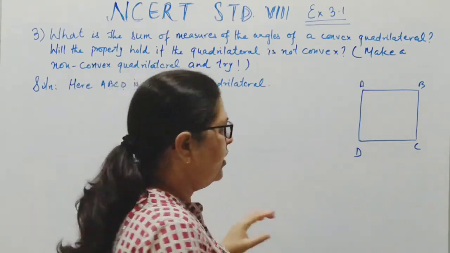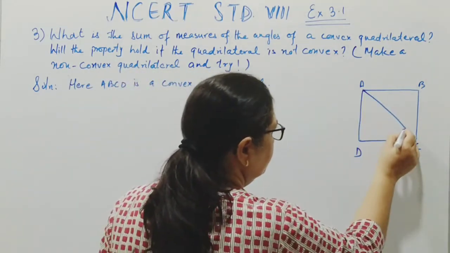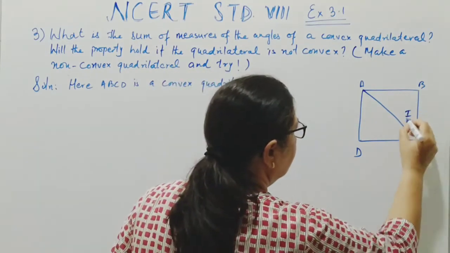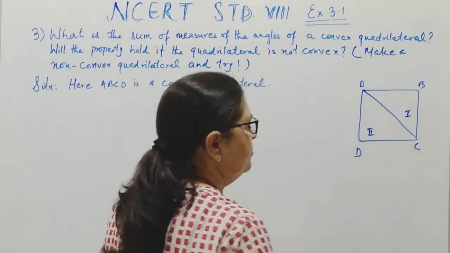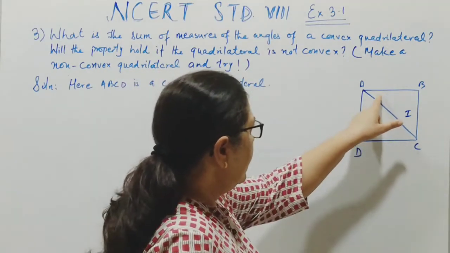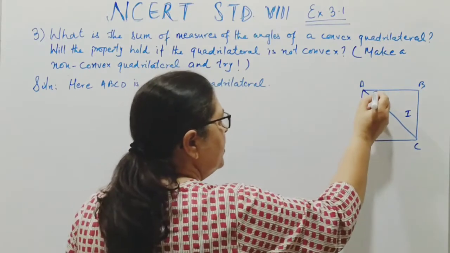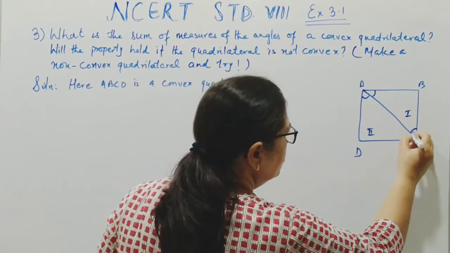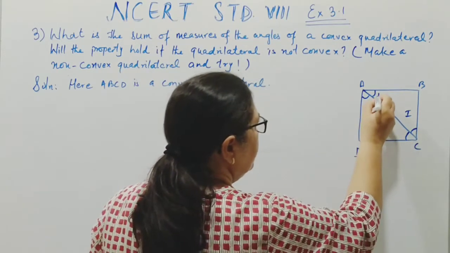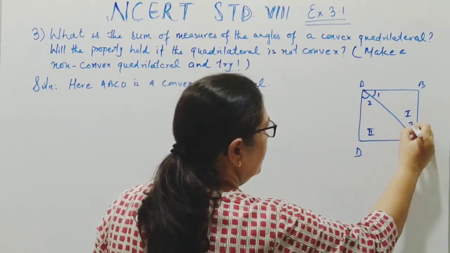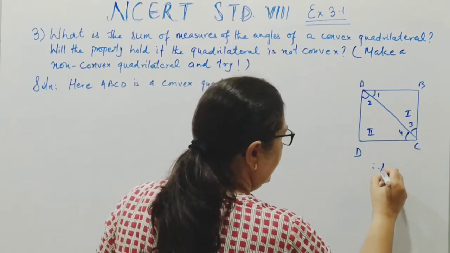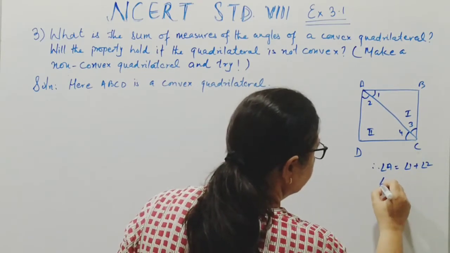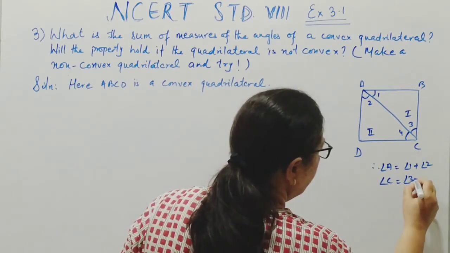Now we will divide this quadrilateral into two parts. We get two triangles, triangle ABC and triangle ACD. Here angle A has been divided into two parts, and similarly angle C has been divided into two parts. We'll name them as 1, 2, 3, 4. Therefore, angle A is equal to angle 1 plus angle 2, and angle C is equal to angle 3 plus angle 4.